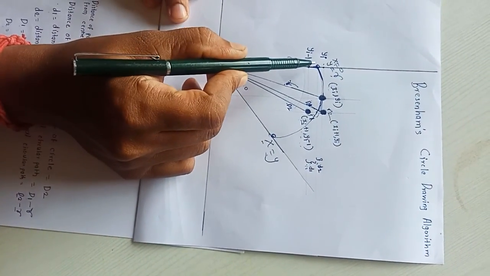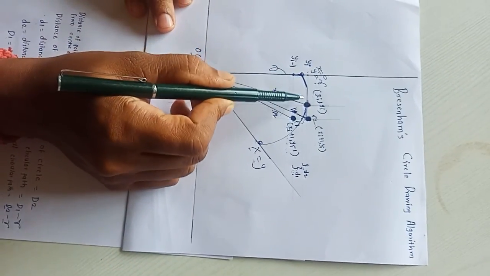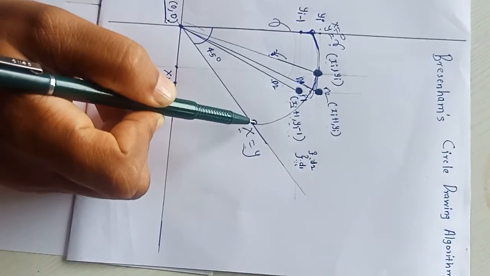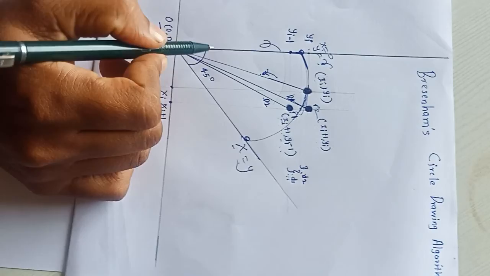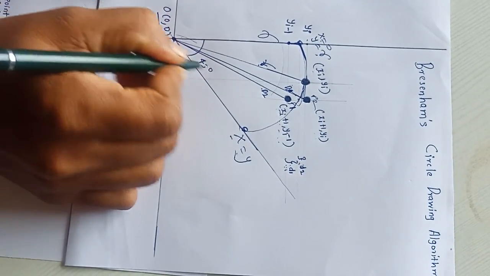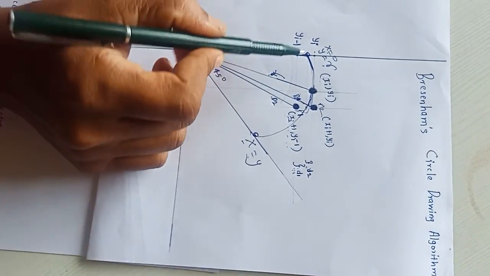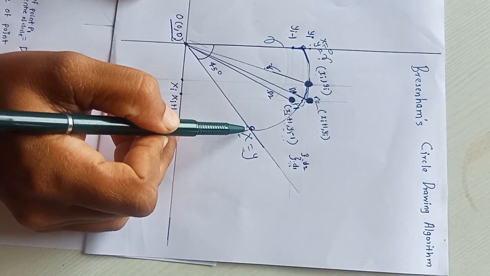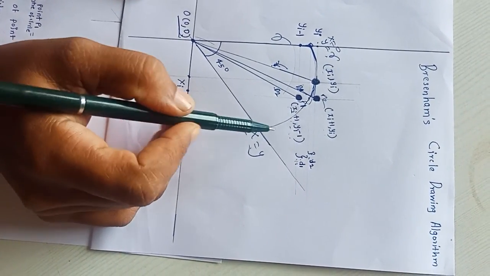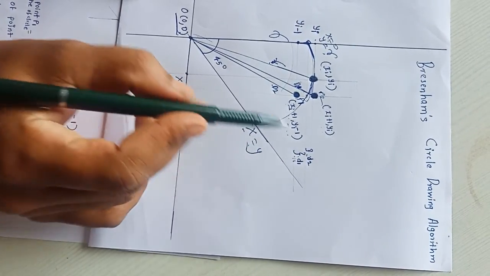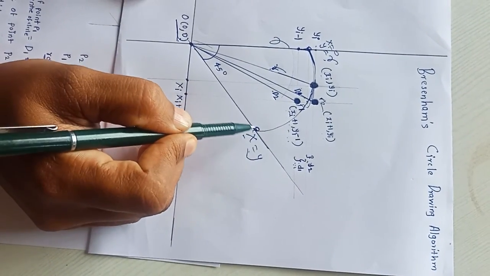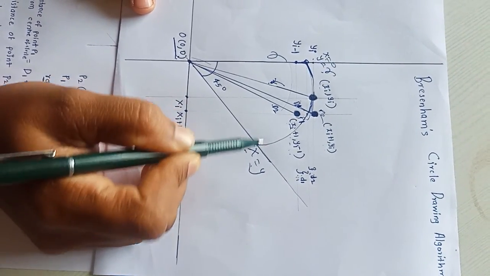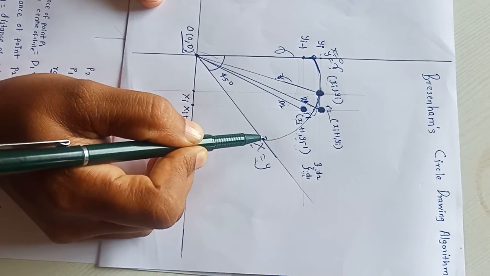Bresenham's circle drawing algorithm. This algorithm is used to generate an arc, 1/8 part of the circle, that is from 90° to 45°. As you can see in the diagram, from 90° to 45° we can generate an arc, a 1/8 part of the circle, by using Bresenham's circle drawing algorithm, and the remaining part of the circle can be generated by using 8-way symmetricity of the circle that we have studied in the previous video.